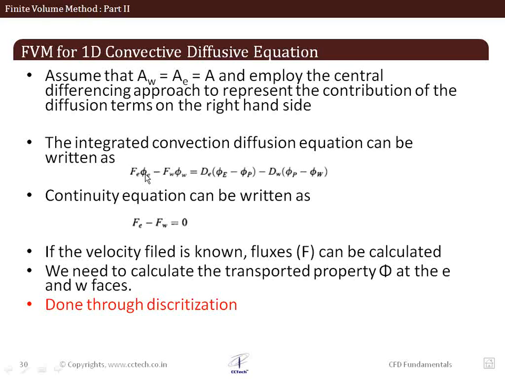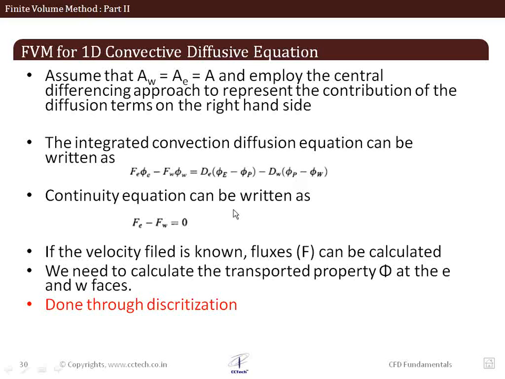We assume that the area of the different faces is the same for a one-dimensional problem. So we have flux E is equal to flux W according to the continuity equation, and for the general transport equation we have phi E and phi W on the eastern and western faces, mind you. You can see here we have small subscript e and small w compared to the cell centroid values, which are represented by capital E and capital P and capital W.